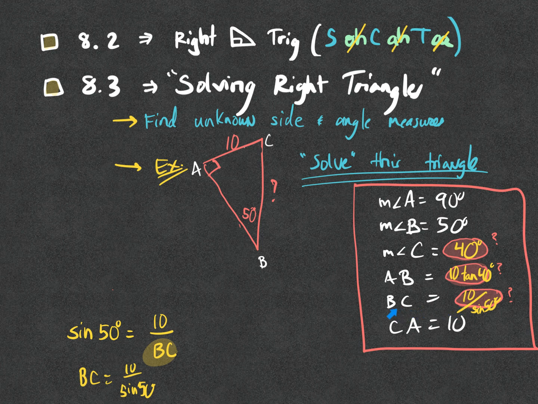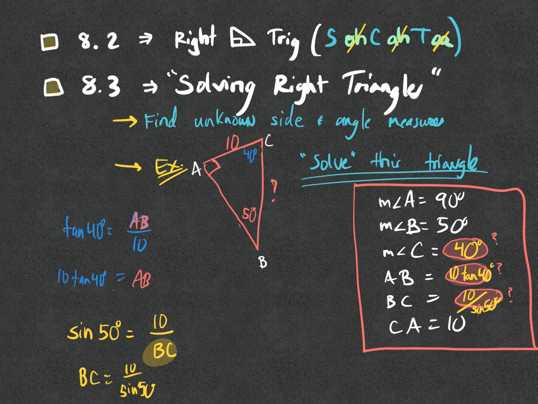Similarly, we could use a trig ratio to find the length of AB. For example, since we already know this is 40, we could do tangent of 40 degrees is the opposite side, AB, divided by the adjacent side, which is 10. And then multiplying both sides by 10, AB would be 10 times tangent of 40 degrees.